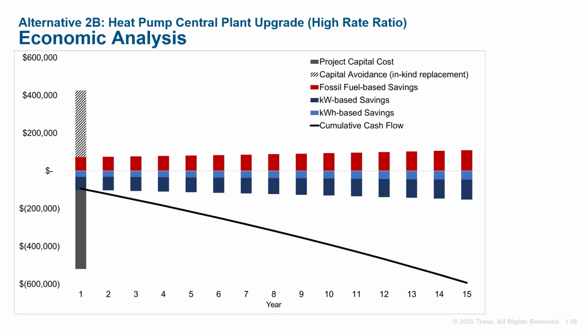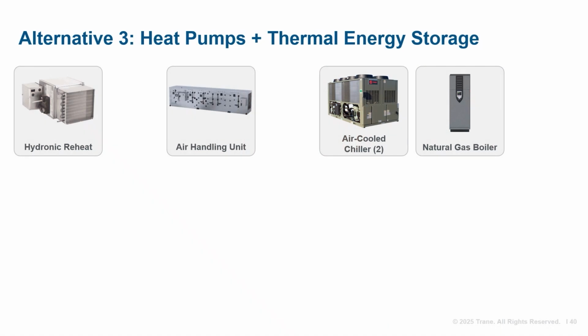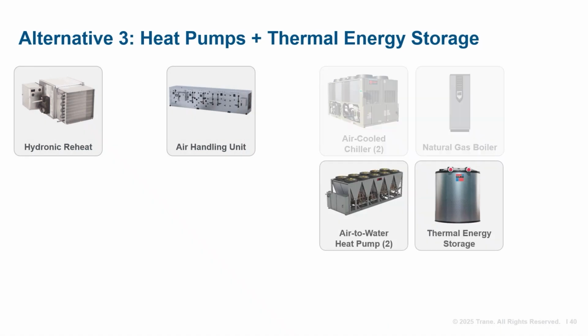Here's the full-size chart. The dark blue colored bars are greater in size, indicating more electrical energy cost due to higher demand charges. The downward slope of the cumulative cash flow line shows that this investment is not going to pay off. So how can a heat pump upgrade work with a high rate ratio utility like the one Michelle mentioned earlier? Our next alternative is to add thermal storage to the heat pump system.